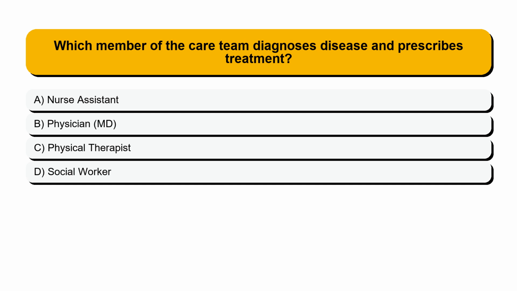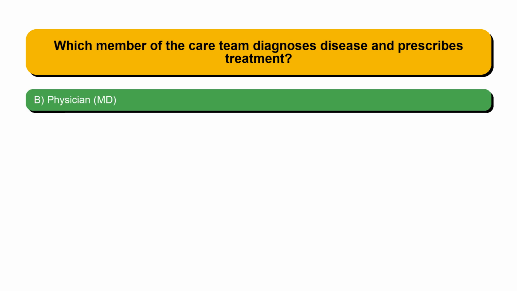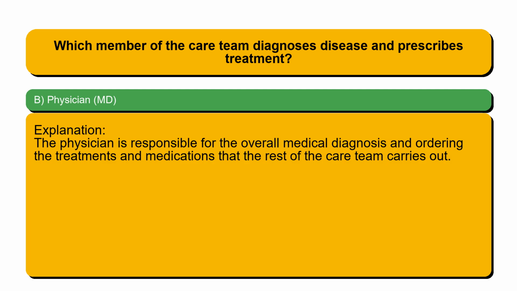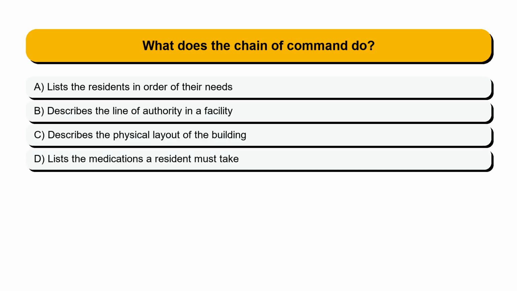Question 59. Which member of the care team diagnoses disease and prescribes treatment? Option A, a nurse assistant. Option B, physician, MD. Option C, a physical therapist. Option D, social worker. The correct answer is option B, physician, MD. The physician is responsible for the overall medical diagnosis and ordering the treatments and medications that the rest of the care team carries out.